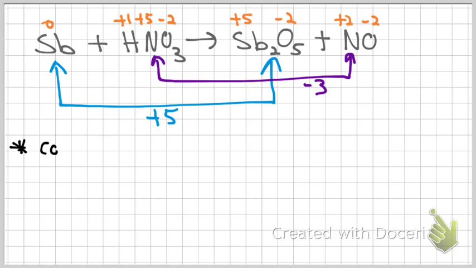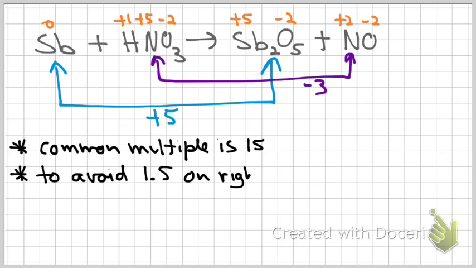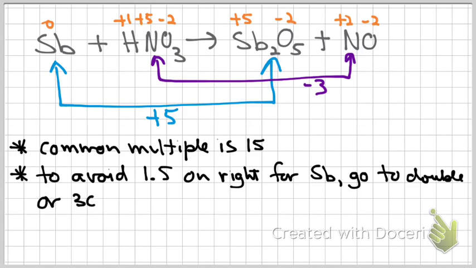So as we've done in previous problems, we will look for a common multiple, in this case 15. But I noticed something here. I noticed that if I'm going to get 15 electrons being given up by the antimony, I'd have to put a 1.5 in front of the antimony oxide on the right side to get me 3 on that side. And I'd rather avoid that.